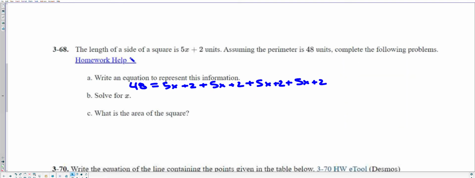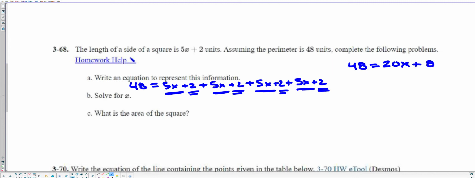Okay, so 48 equals 5x plus 2. So I'm going to go ahead and do it on this side over here. So 48 equals, right, and that's 5x plus 2 right here, and then another 5x plus 2, so that's 10x, 15x, 20x. So 48 equals 20x, and then we have 2, 4, 6, and 8. So 48 equals 20x plus 8. And that's your equation. And now you're going to go ahead and solve that.